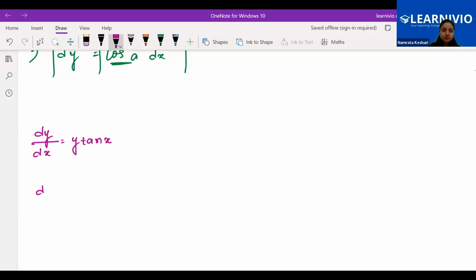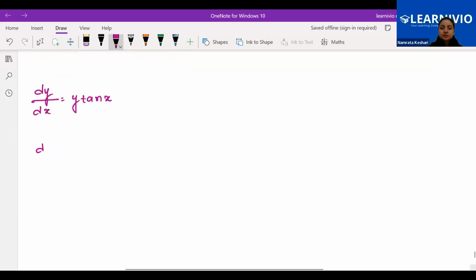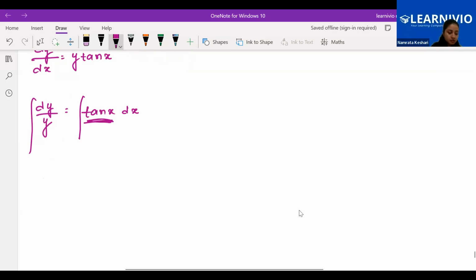dy by y is equal to dx by tan x, that is, tan x dx. Now we will try integrating this one. I told you, remember, to memorize the formula for tan x directly. You can use the formula. Right, Murtaza? Yes, ma'am. What was the formula?